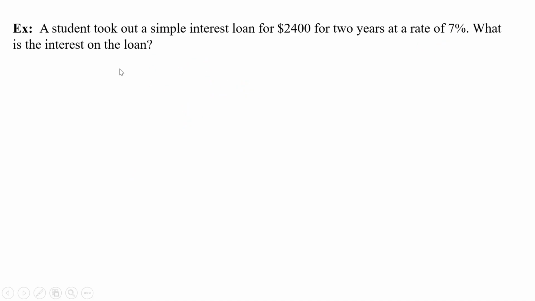So that's how much interest we will get at the end of the first year. All right, what about this one? A student took out a simple interest loan for $2,400 for 2 years at a rate of 7%. What is the interest on the loan? Well, again, we're going to use exactly the same equation: I equals P times R times T. The rate is going to be, again as a decimal, 0.07. And the key here is that now we have 2 years. So it's going to be 2,400 times the rate, 0.07, times the time of 2.